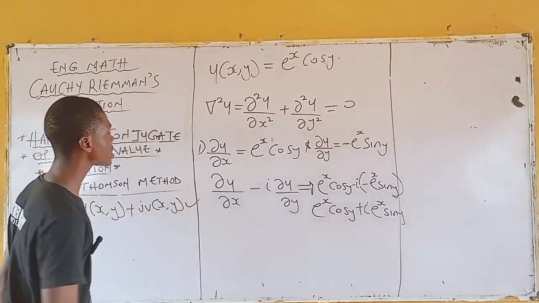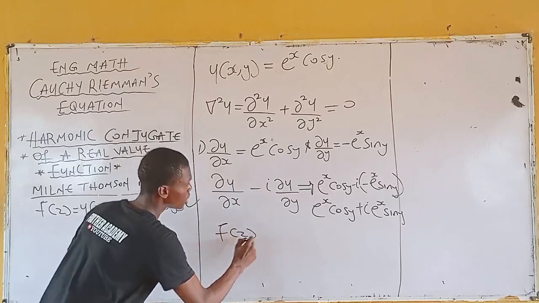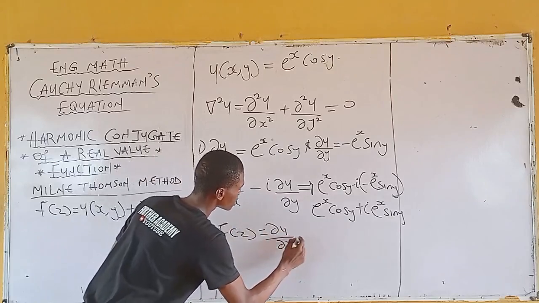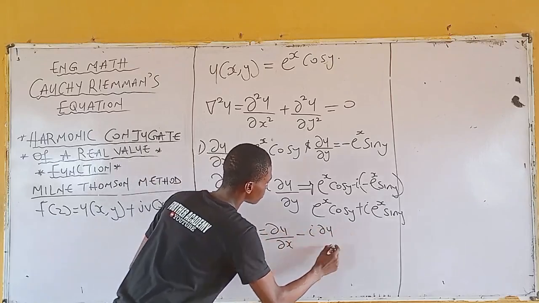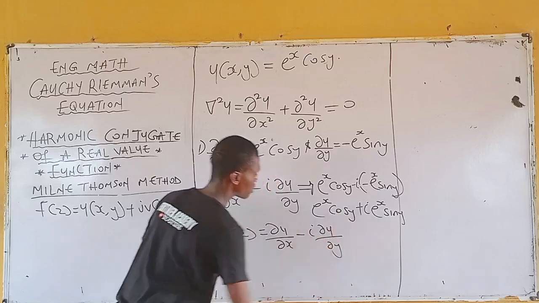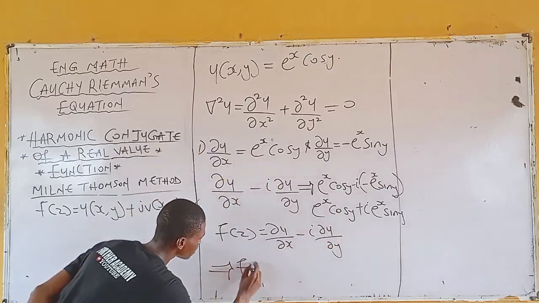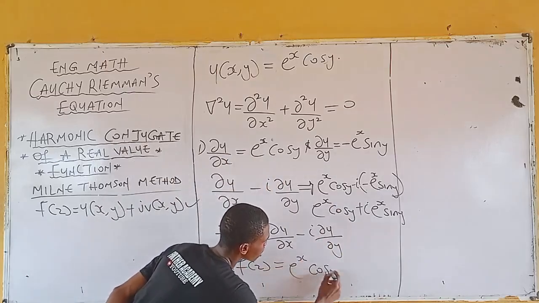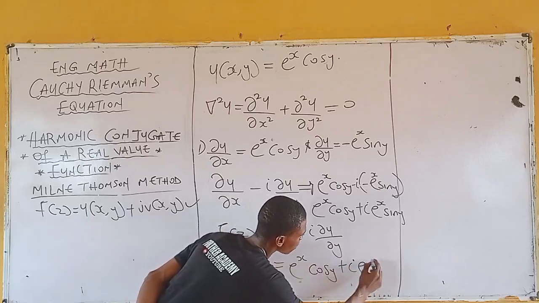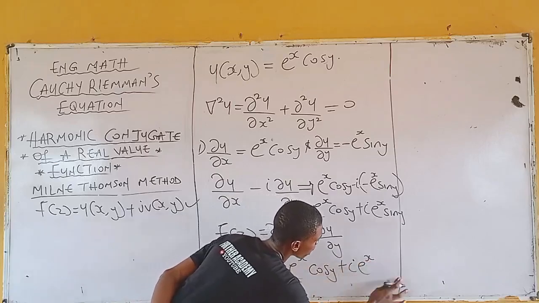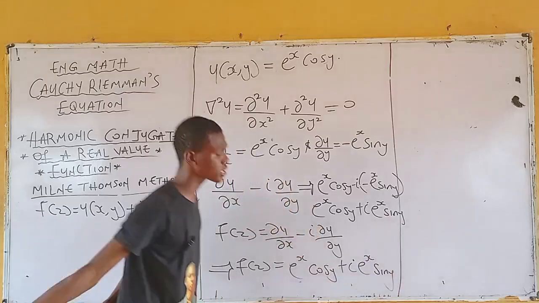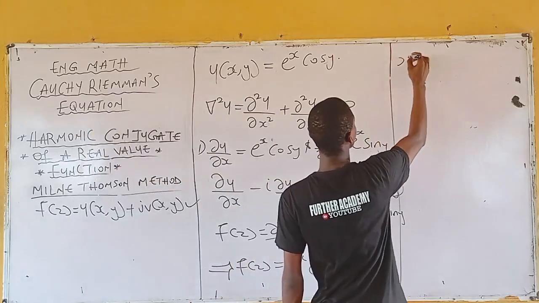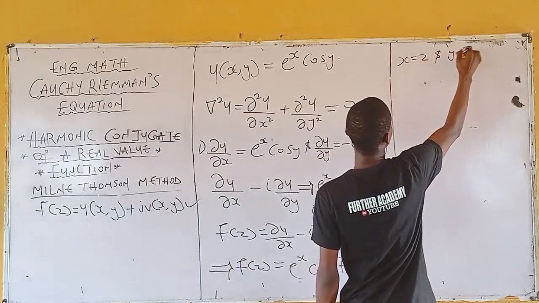Step 3. Then step 4 says that let f of z be equal to the partial derivative of u with respect to x minus i multiplying the partial derivative of u with respect to y. By doing that, f of z is equal to exponential raised to the power of x cos y plus the imaginary part, meaning x sin y. Up to this level, your next step is to substitute x equals z, and y equals 0.